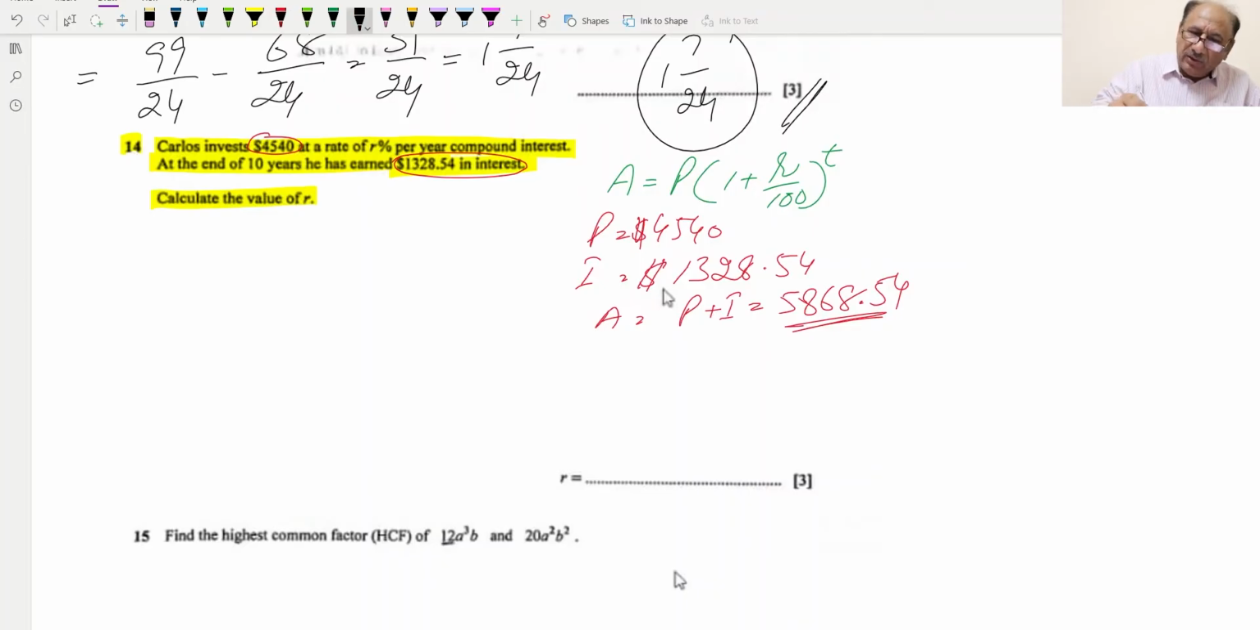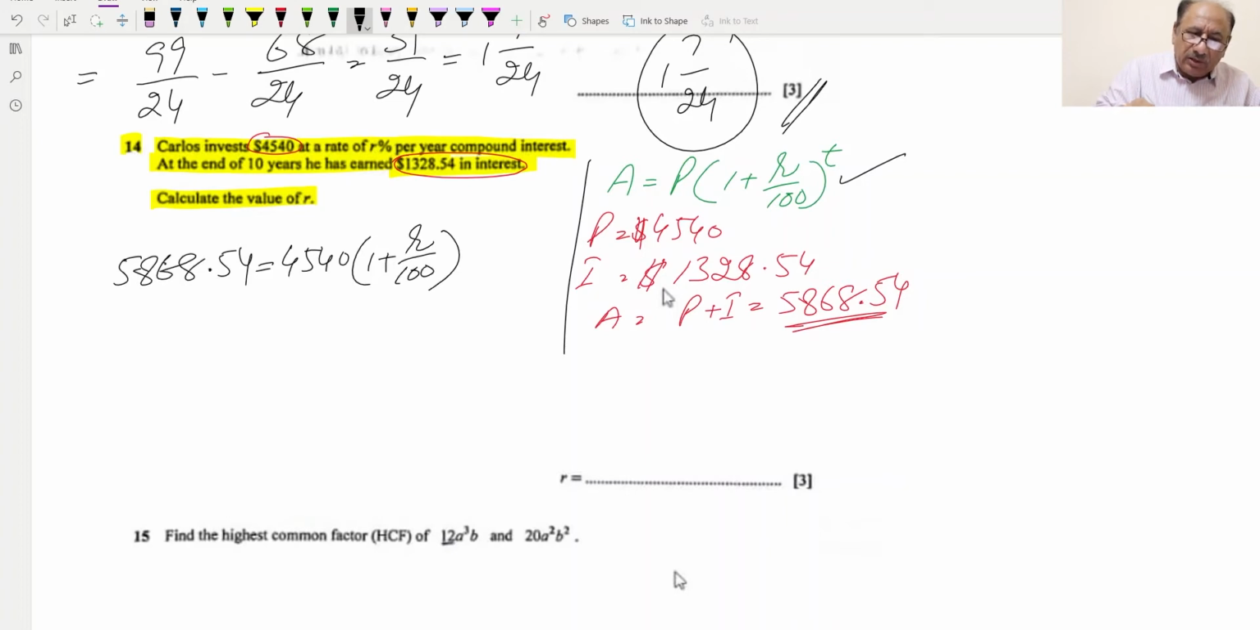Now we can apply this formula. So the amount which we calculated, 5868.54, will be equal to principal amount, which is 4540, into 1 plus r over 100, raised to the power time duration, which is 10 years.